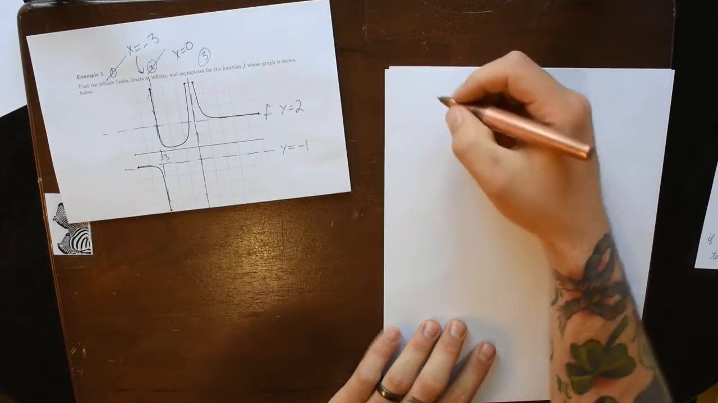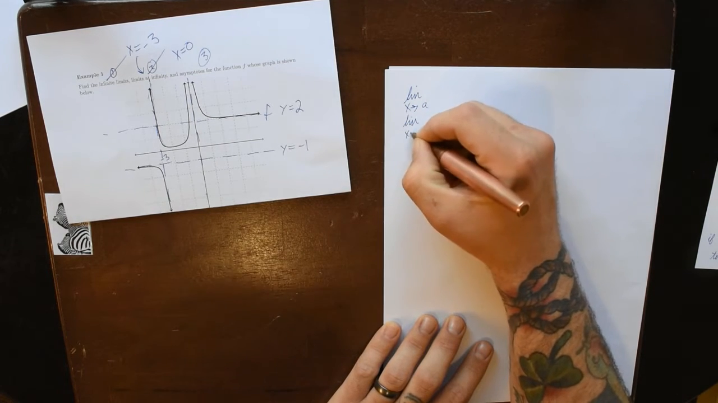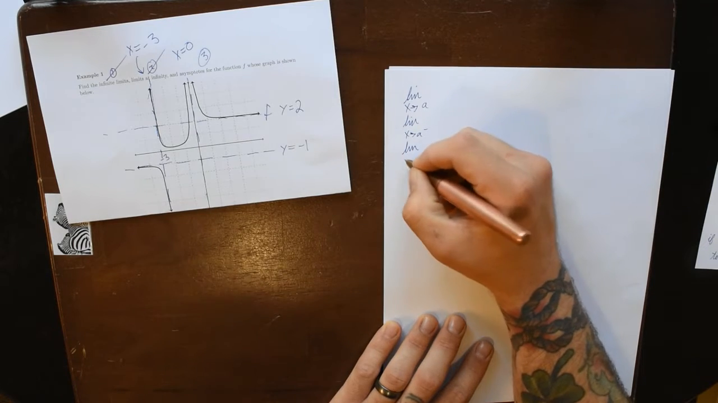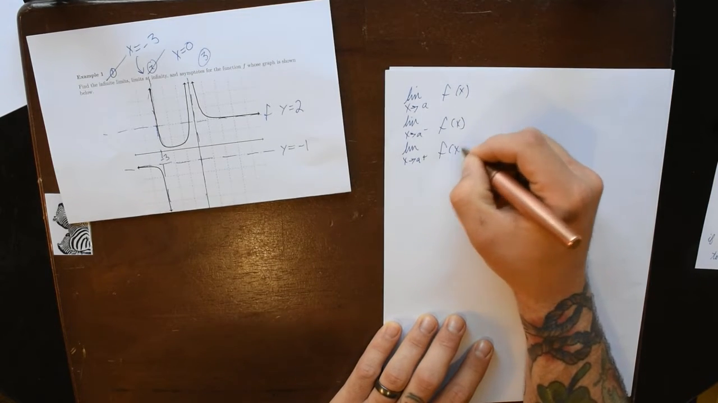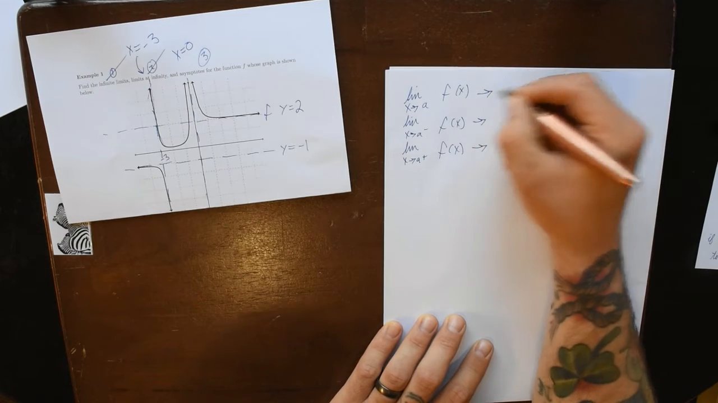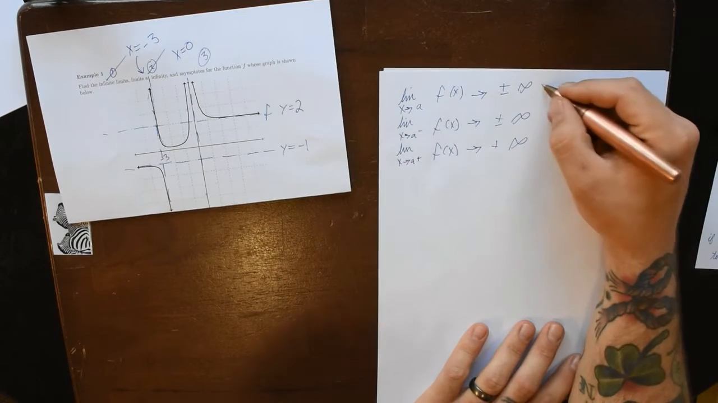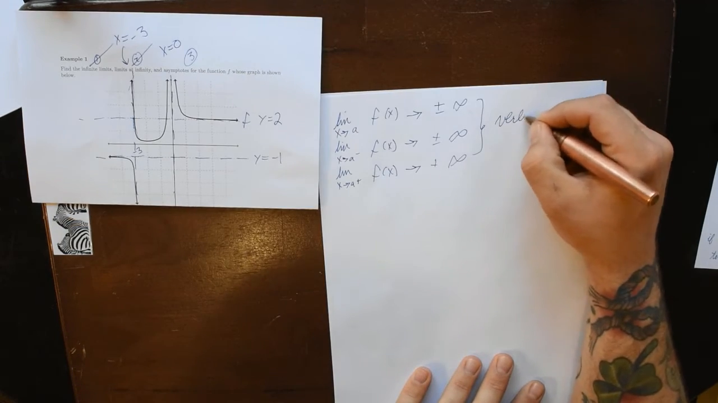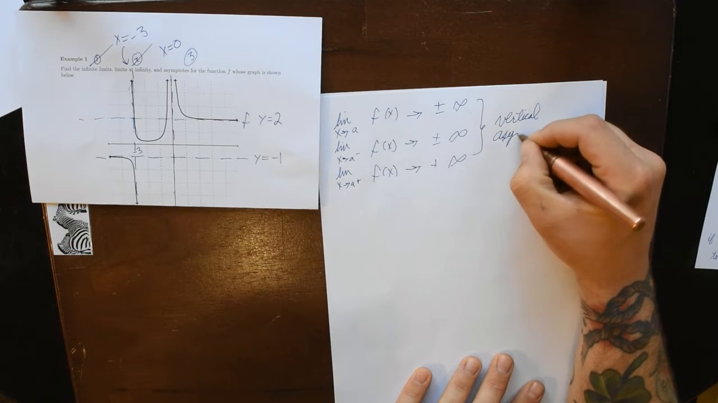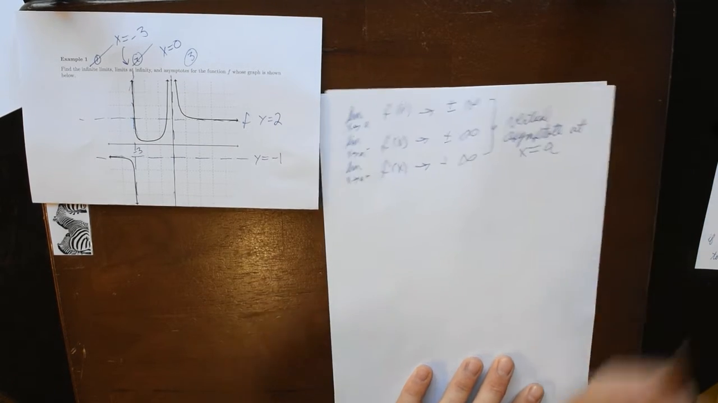So, all of that together, the takeaway is if we have some limit as x approaches a value of a, or we can take the limit as x approaches a from the left, or the limit as x approaches a from the right of some function of x, and if that limit tends to either positive or negative infinity, then you know you're going to have a vertical asymptote at x is equal to a.